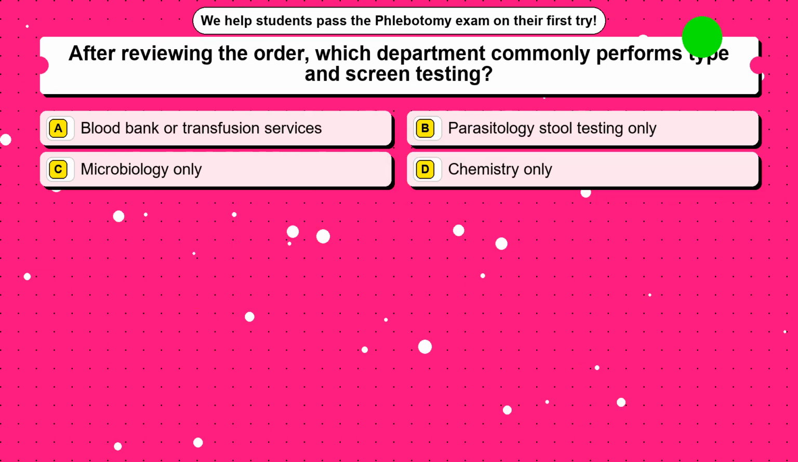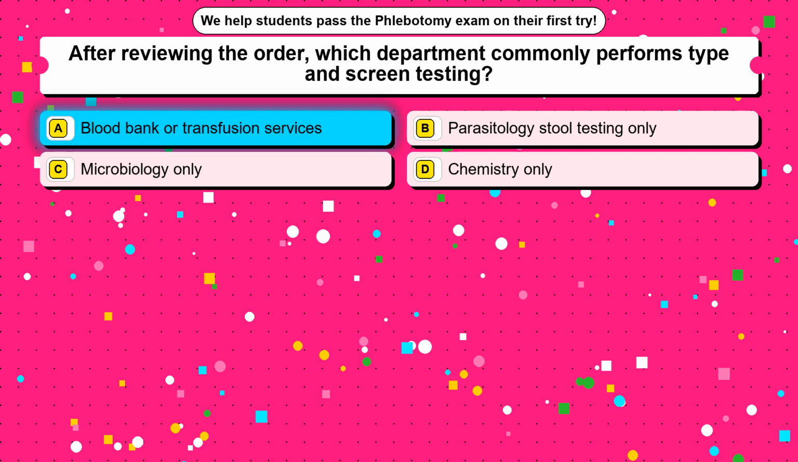Question 98. After reviewing the order, which department commonly performs type and screen testing? Option A. Blood bank or transfusion services. Option B. Parasitology stool testing only. Option C. Microbiology only. Option D. Chemistry only. The correct answer is option A. Blood bank or transfusion services.